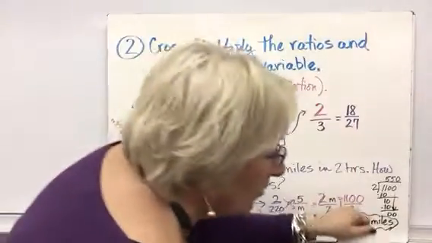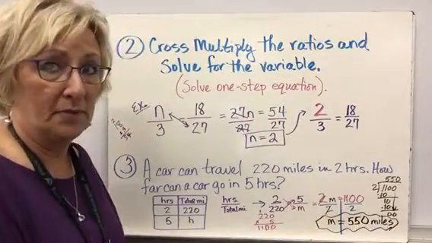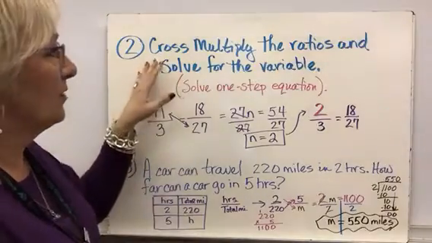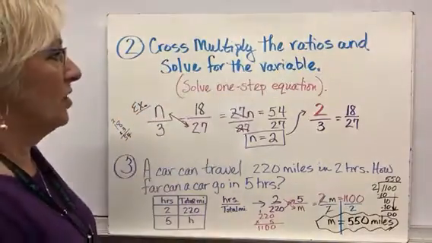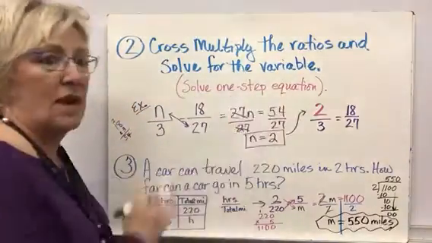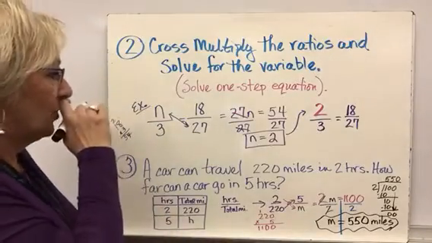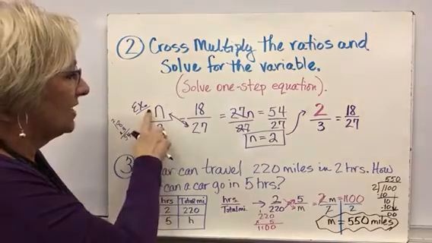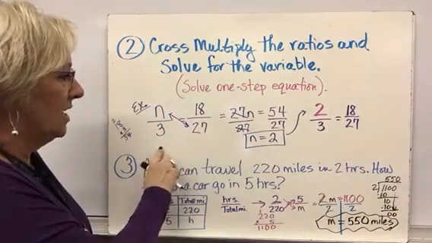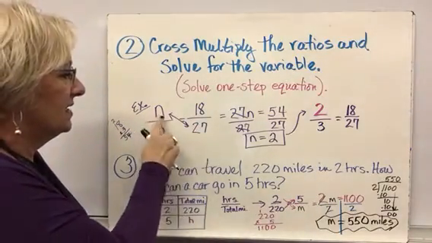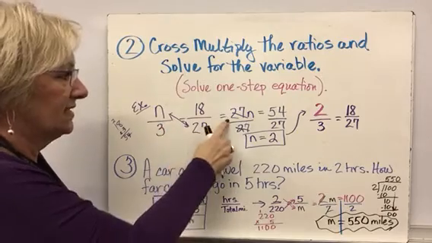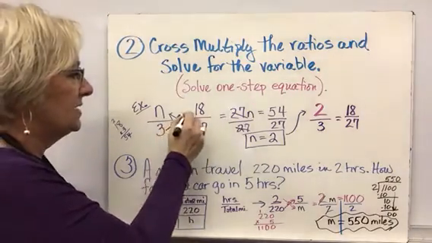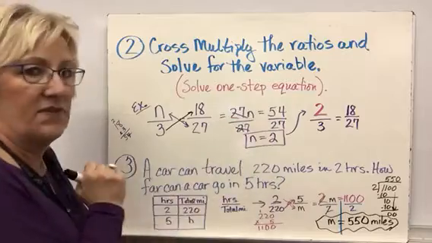All right, or another way is I can cross multiply. To cross multiply the ratios and solve for the variable, you're going to solve one-step equations after that. For example, if I look at this, I can cross multiply these 2, and I can find out that n times 27 is 27n, and 3 times 18 is going to give me 54.